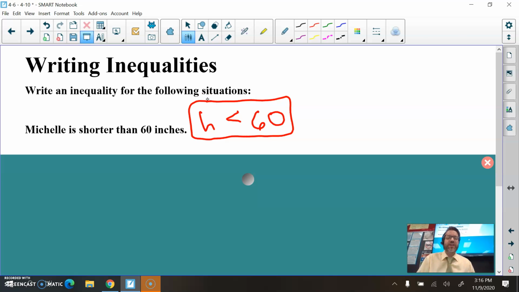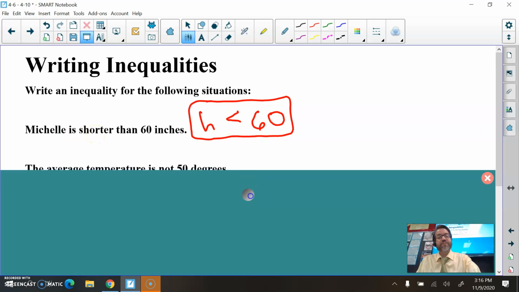Now, I know it's 60 inches, but when writing the inequality, we don't need to worry about putting the label in there, okay? Now notice this time I just have the less than symbol. I didn't add the equal to bar underneath it because it doesn't say that Michelle can be 60 inches tall. It says she must be shorter than 60 inches. So if she is 60 inches tall, then this wouldn't fit, would it? So her height has to be less than 60 inches according to this statement.